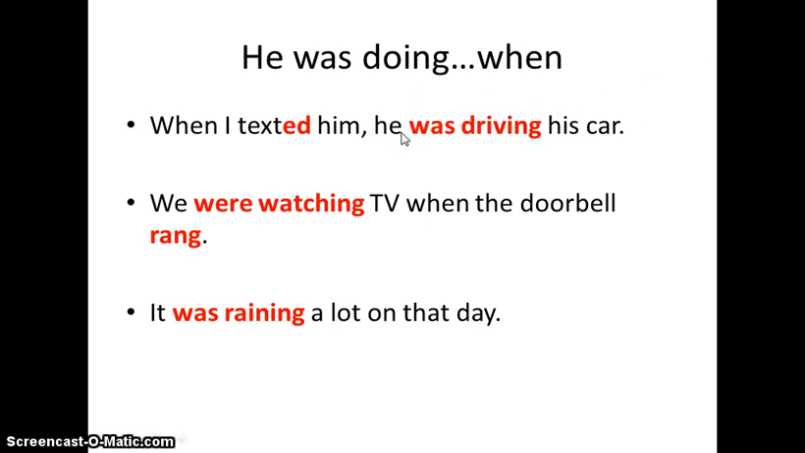So what you have to remember is this was happening, it was not finished, and the second event you're talking about happened at that moment. It interrupted the first event. My third example is quite comparable. It was raining a lot on that day. You are describing a day in the past, and you are talking about an event that was not finished at the end of the time you're talking about. So here you are commenting on the action and explaining that it rained for the whole day, basically.